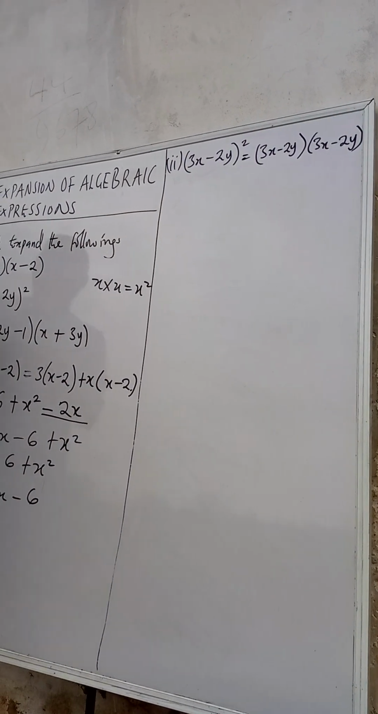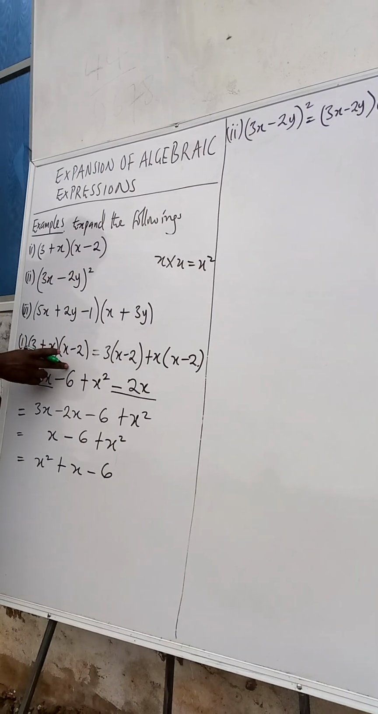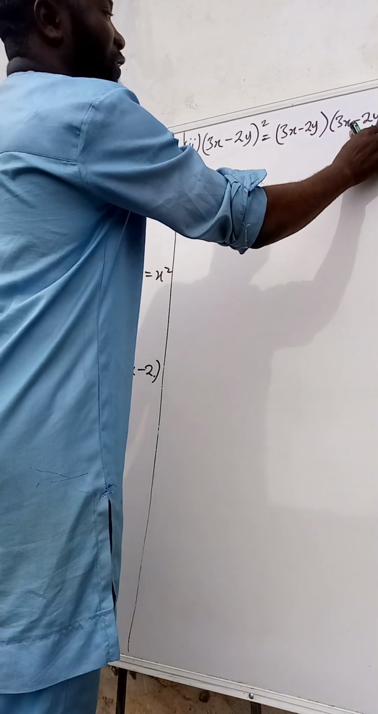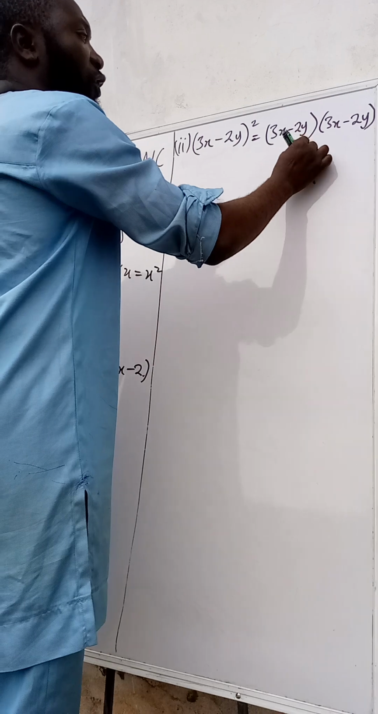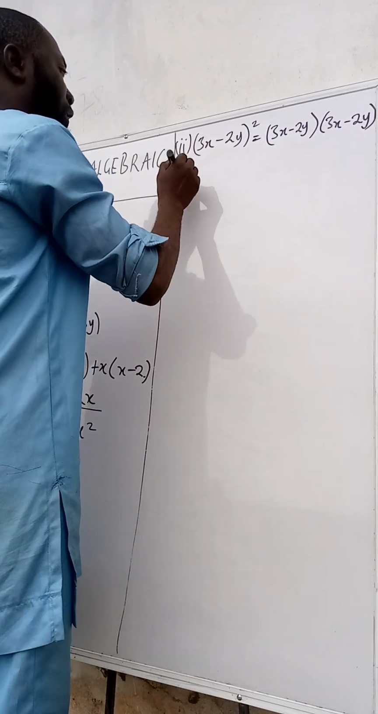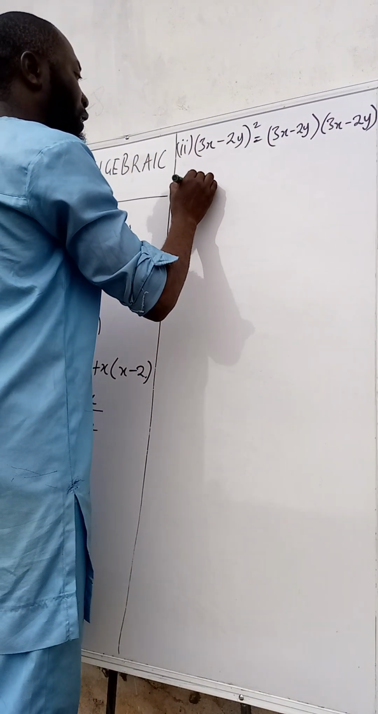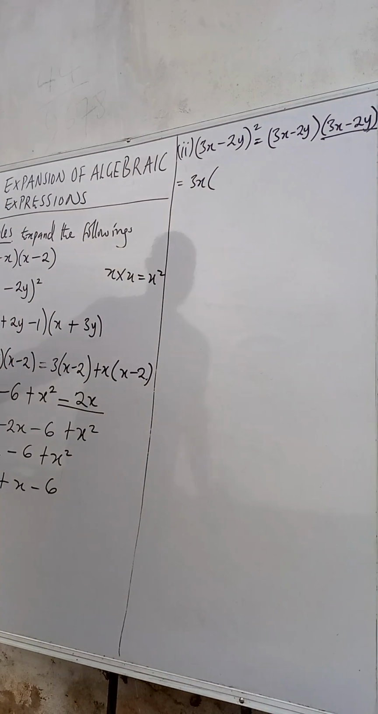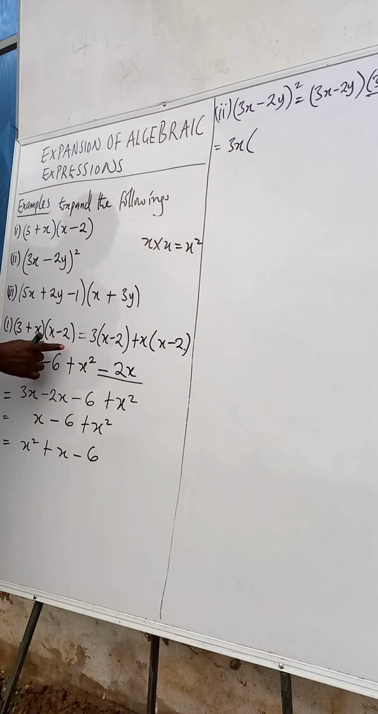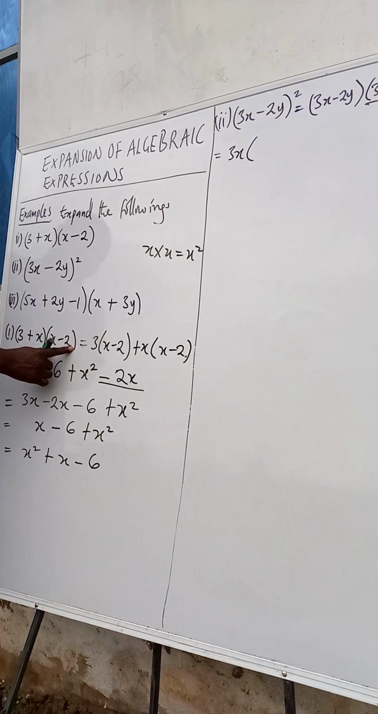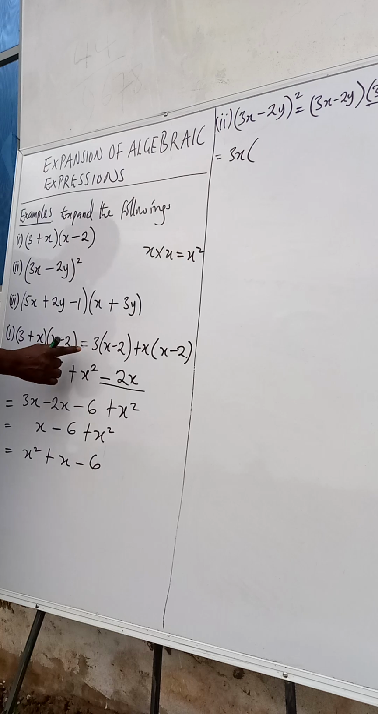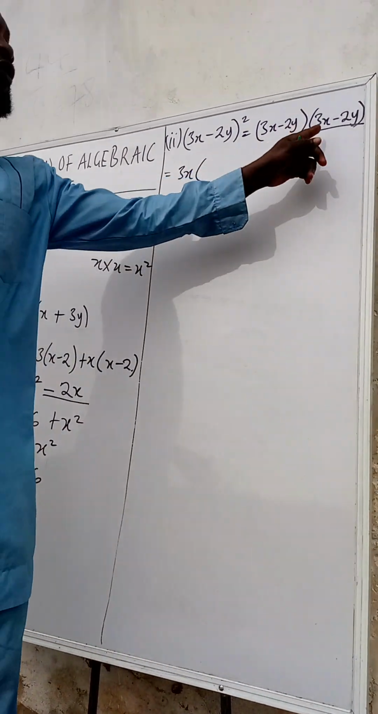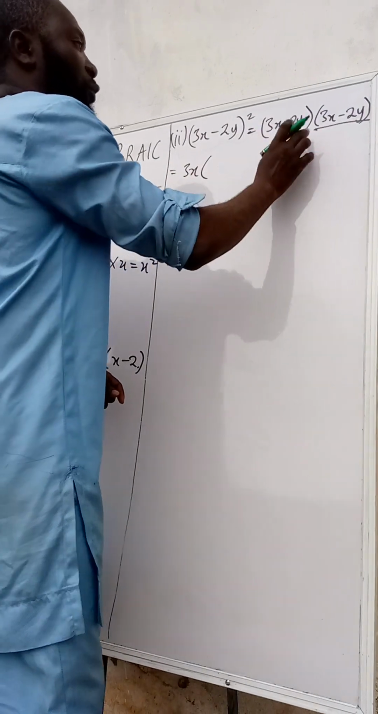Now we can expand the same way we expanded the first example here. So you are using 3x to multiply everything here. You are using negative 2y to multiply everything here. So we have 3x multiplied by all you have in the second bracket. Please take note, you are using what you have in the second bracket. Here, what we have is x minus 2. That's why we are using it here. So now 3x multiplied by everything here.